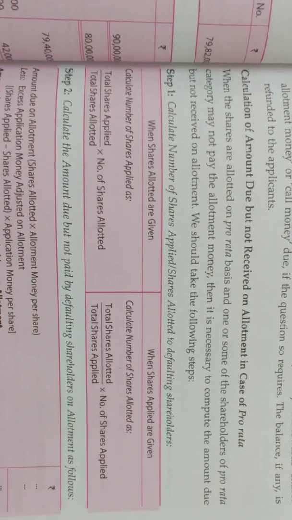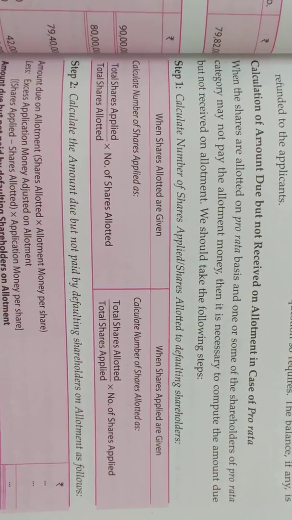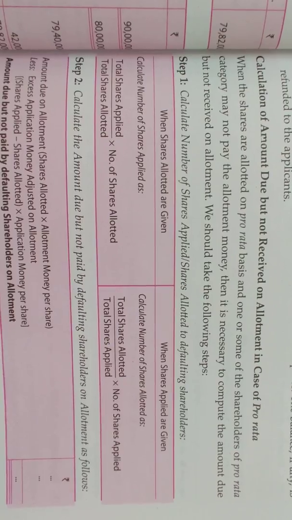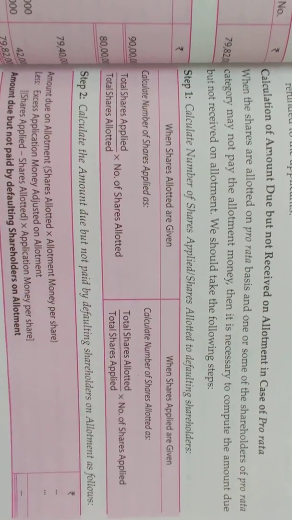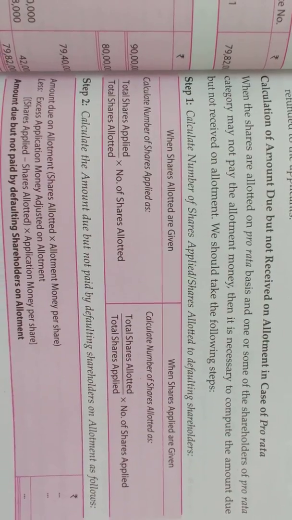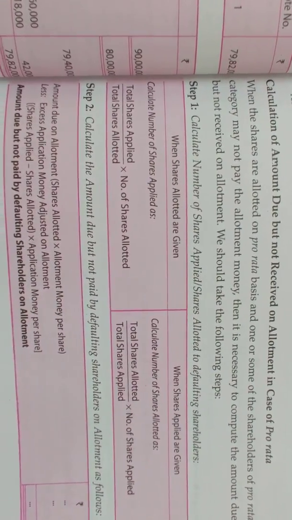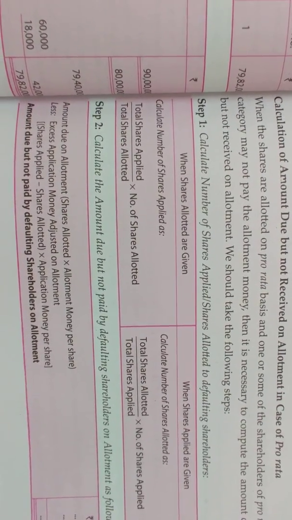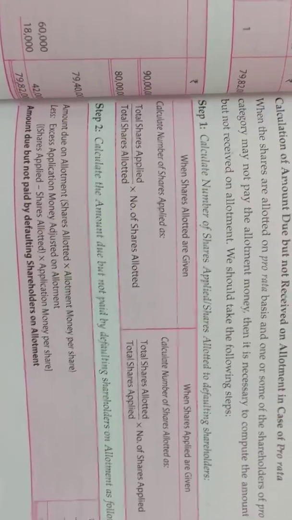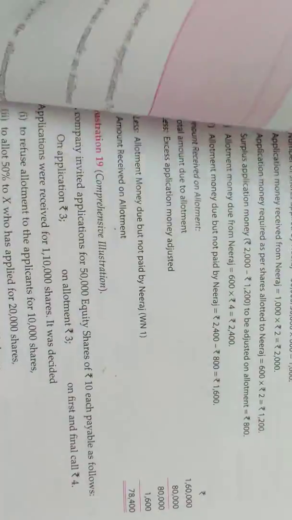And today we continue with our chapter 8, accounting for share capital. Today we are going to study the calculation of amount due but not received on allotment in case of pro rata category. This is given on page 8.37 of your new book of accountancy, company account. Clear? So the formula given here is a little bit difficult, so I will give you a different solution. But before proceeding, just read this new example.